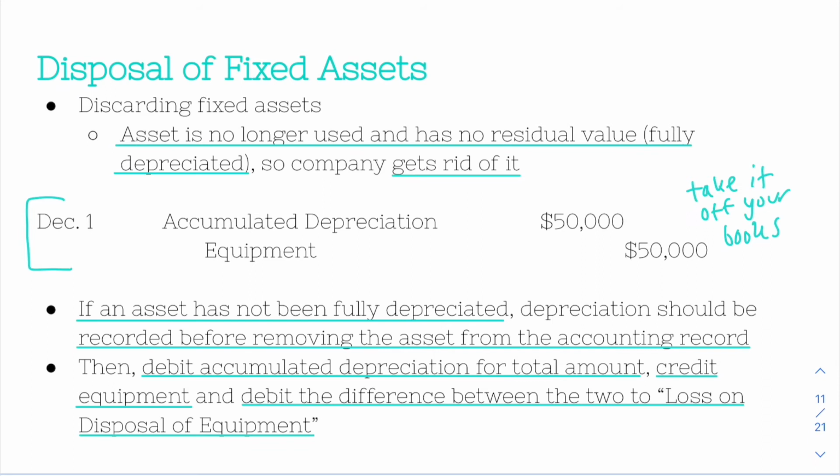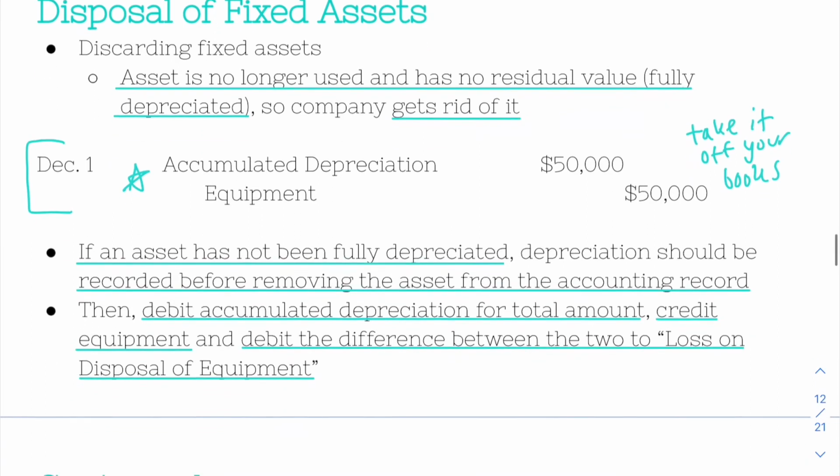So one more time, if you're disposing of a fixed asset and it's fully depreciated, you do this. You just debit accumulated depreciation for the full amount and you credit equipment for the full amount. If the asset has not been fully depreciated, you have to first record depreciation, and then once you do that, you're going to debit accumulated depreciation, credit equipment, and then debit the difference between the two to loss on disposal of equipment because you didn't use the asset up fully.